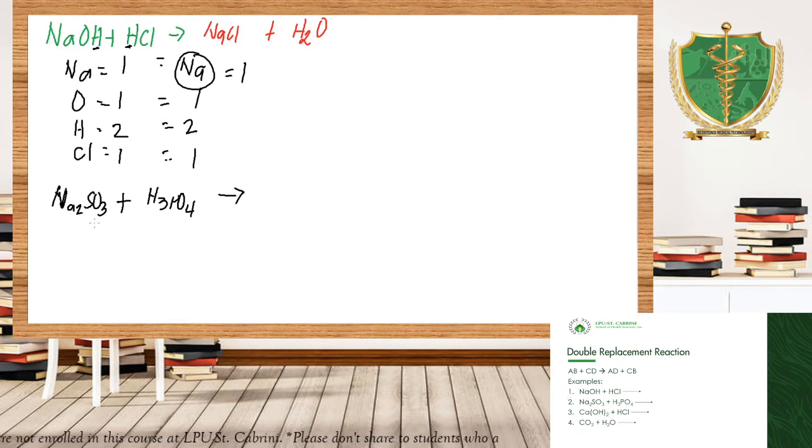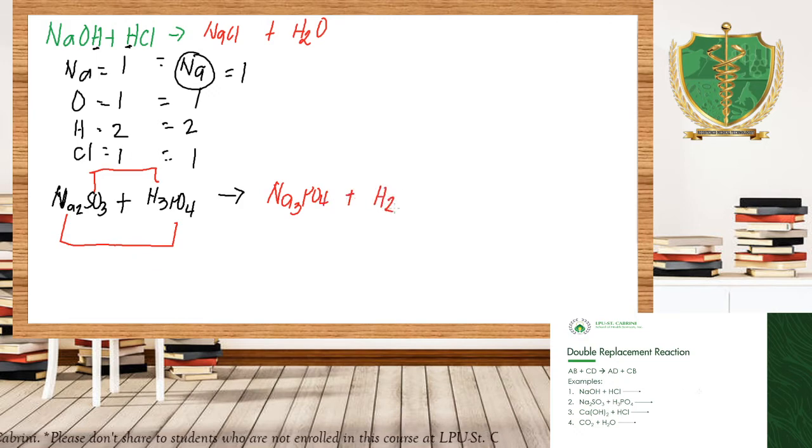Okay? Sodium sulfite plus phosphoric acid. So, ano po yung ating sagot? Again, we have here A, B, C, D. So, we have sodium and phosphate, hydrogen and sulfate. So, we have Na3PO4 plus H2SO4.